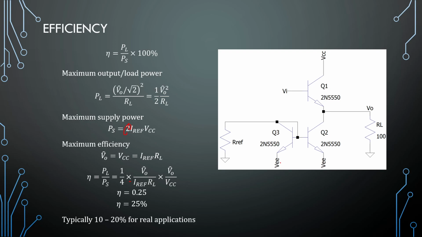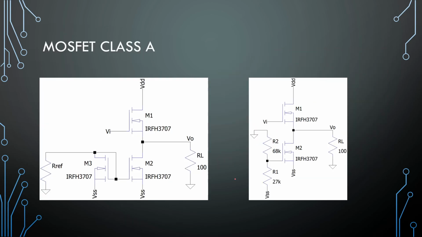So 25% is bad. Only 25% of energy reaches the load. The rest is all dissipated in these components right here. So Class A amplifier is kind of good. Not much offset, easy to design, whatever, but there are huge losses in it.